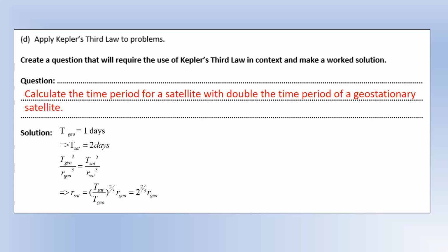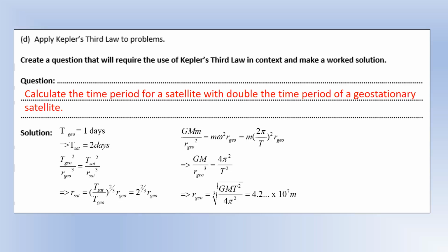Okay, so now what we're going to do is have to figure out the radius of a geostationary satellite, which we can do using some circular motion. And we're going to replace angular velocity with 2π over T. And we're going to rearrange it all to make the radius of a geostationary satellite the subject, so we can get its value. And once we know the value, we can plug that in and work out the radius of the actual satellite with double the time period then.